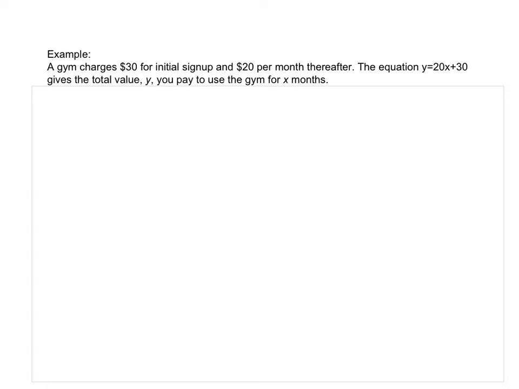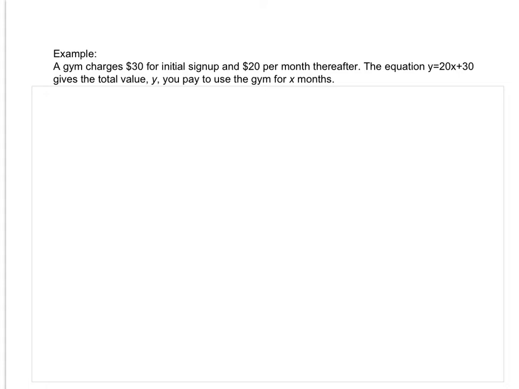So it's a very common one. If you have ever had a gym membership, you're probably aware of that. A lot of times you have to pay some dollar amount to start with. Okay, it's like an initial sign-up fee, in this case $30, and then every month you have to pay extra depending on how many months you want to use their service. So you pay $20 a month. Some people pay more, some less, depending on the gym that you joined. And it is represented by this equation.